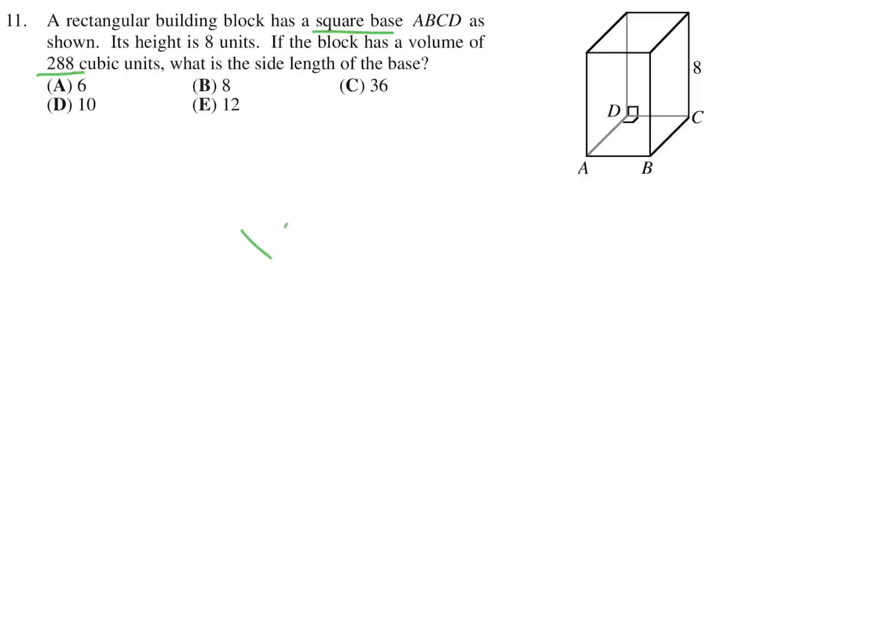So the volume of this shape is length times width times height. And they've told you that the volume is 288. And the height is 8 as per the diagram. So we can put that in there. Now the length and the width are of the base right here. So if this is length, this is width, like that.